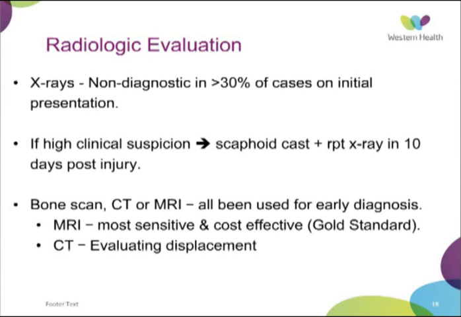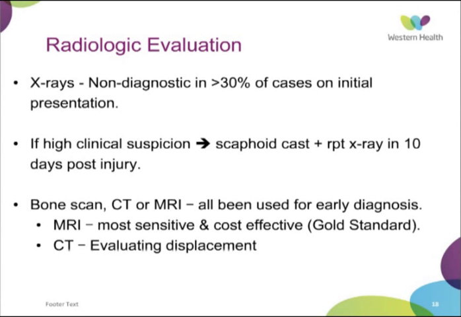If we're highly suspicious that the patient's fractured their scaphoid, traditionally we've placed the patients in a scaphoid cast and reviewed them around 10 days later in the clinic with repeat X-rays, and a small percentage of these follow-up X-rays will show a scaphoid fracture. However, this method does require patients to be immobilized for a period of time. Some of these patients won't actually have a fracture, hence immobilized unnecessarily.